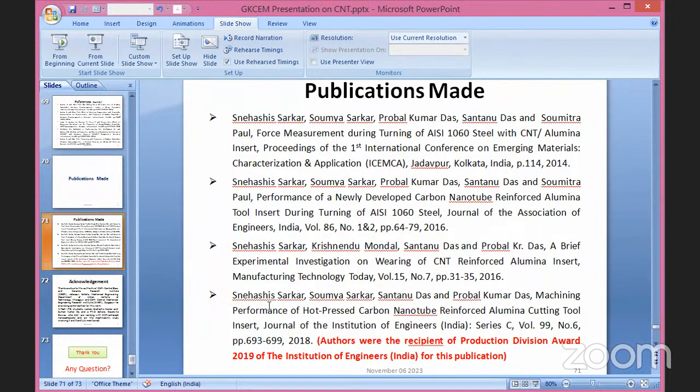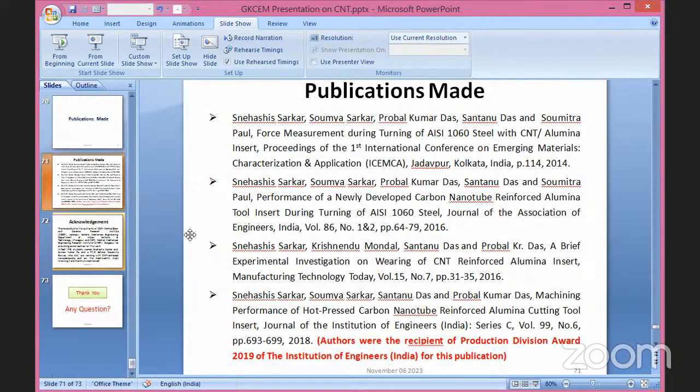And one thing I can just mention, the last publication shown here, it is in the Journal of the Institution of Engineers India, Series C. It is a Springer publication. And this publication was awarded as the Production Division Award 2019 by the Institution of Engineers India. Okay. That we have got, rather our team got that.